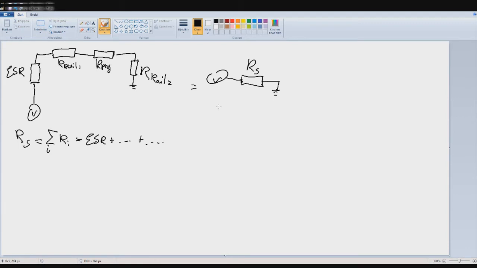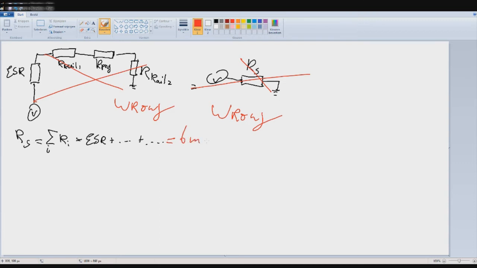But I'm going to show you why this is very wrong to do. So this is wrong. This is also wrong. But for the sake of it, we are going to give it a value, let's say 6 milliohms, and let's see what this is going to give us if we put it in an RC circuit.